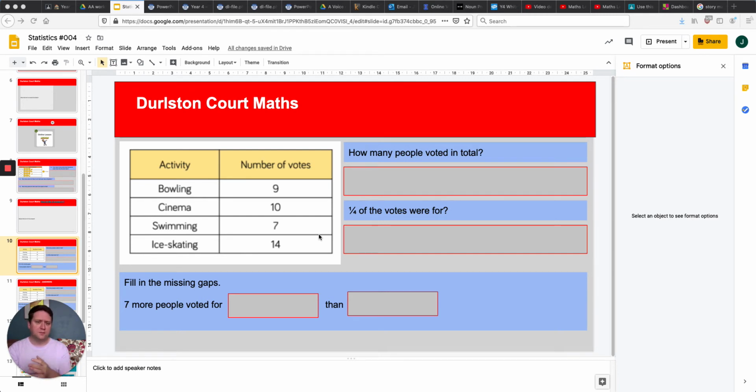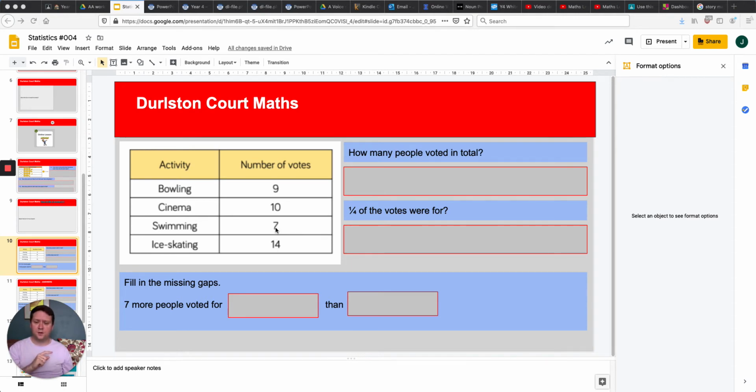When I'm adding numbers mentally, I always think of tens are key. Getting anything to 10 helps. So I know I've got a 10 here. The cinema is 10. Bowling's near 10. Maybe I can make that up to a 10. 7's far away and 14's far away.